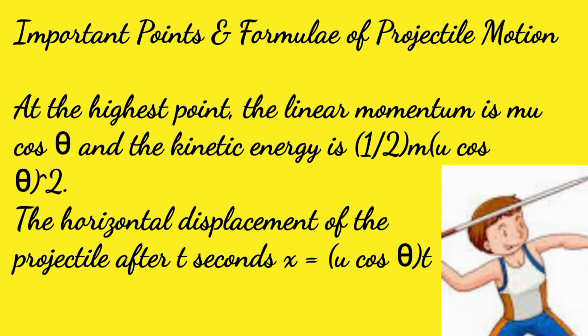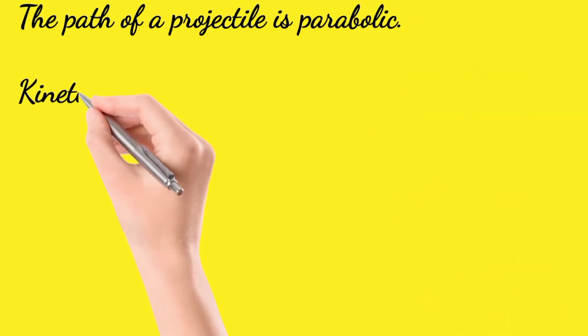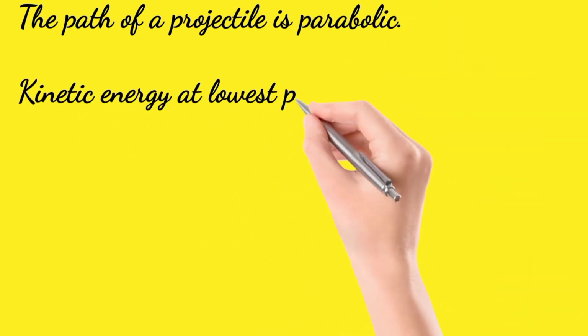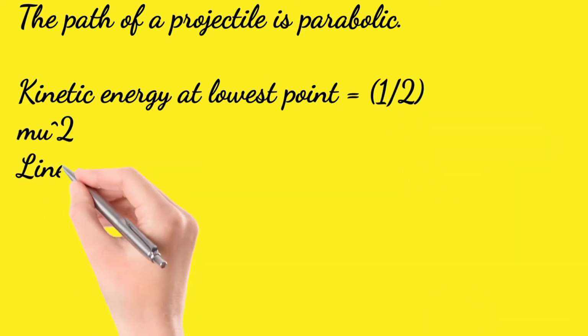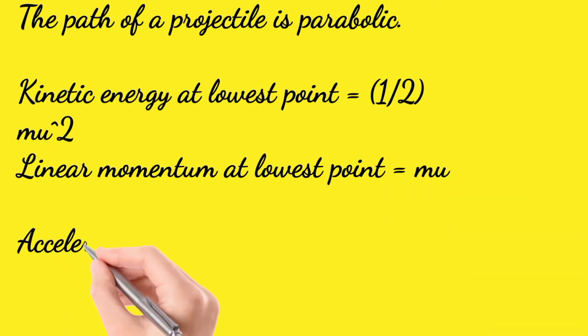The horizontal displacement of the projectile after t seconds, x, equals u cos theta times time. Remember, the horizontal displacement is also known as what? Range. The horizontal displacement is also known as range. Theta is the angle between the projectile and the horizontal. The path of a projectile is parabolic. And that path is also known as what? The trajectory.